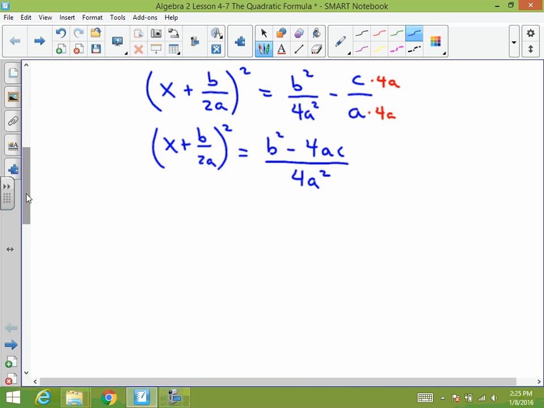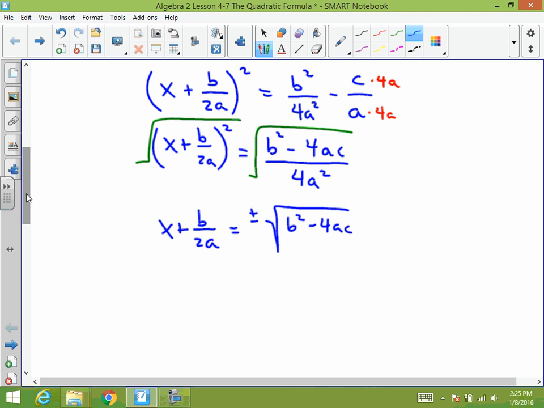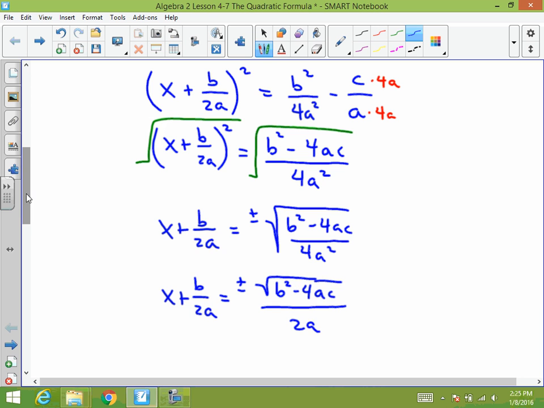Now I need to take the square root of both sides because I need to solve this. So you get x plus b over 2a equals plus or minus the square root of b squared minus 4ac all over 4a squared, but I can simplify that a little bit. The top doesn't simplify, so you get the square root of b squared minus 4ac. But on the bottom, the square root of 4 is 2, and the square root of a squared is a.